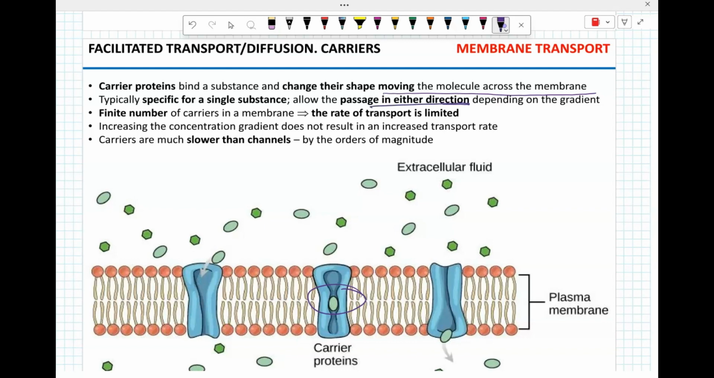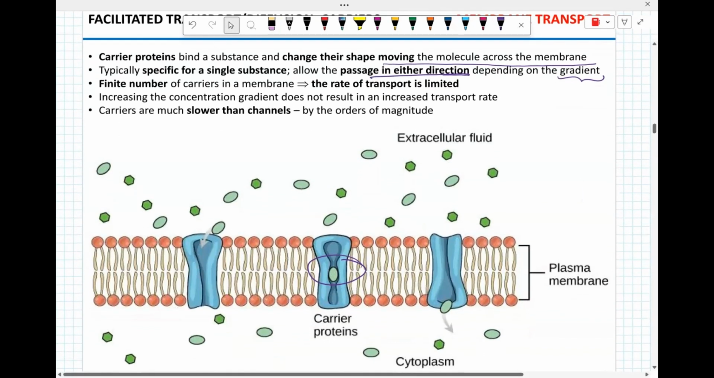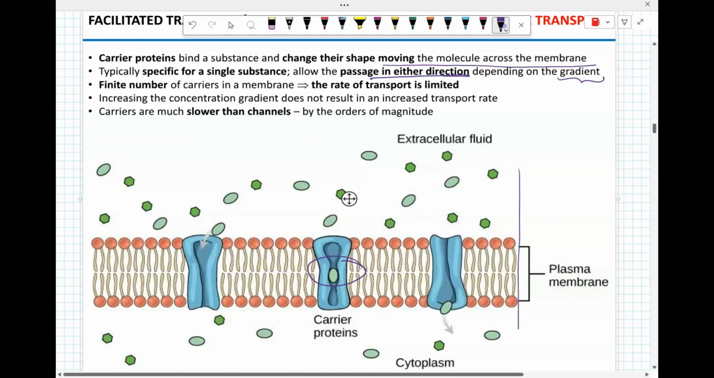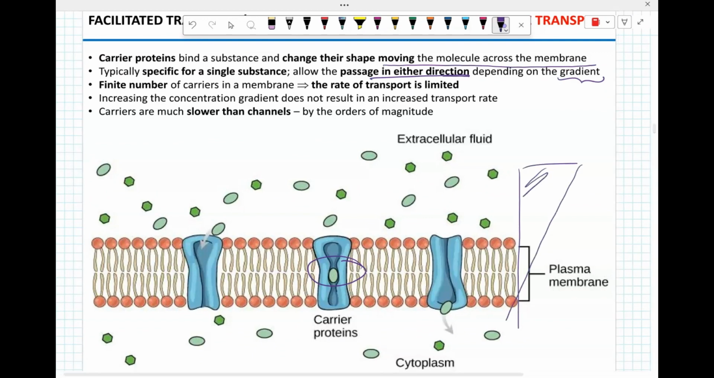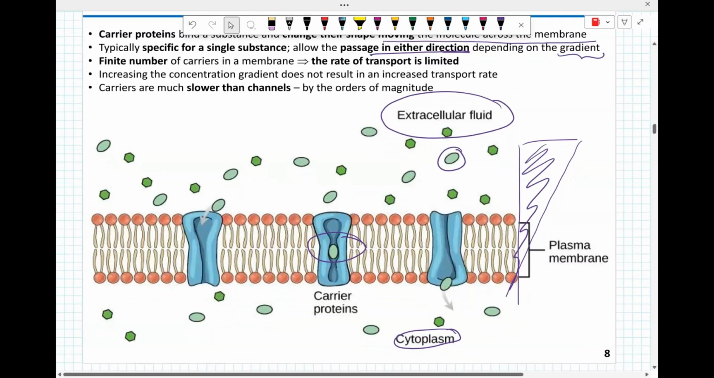So what determines the direction of the passage? It is a gradient. If the gradient looks like this for that green oval, then this molecule will be diffusing from the extracellular fluid into the cytoplasm. However, if we would flip the concentrations and increase the concentration of the green oval on the cytoplasmic side, so that it would become higher than the concentration of the oval on the extracellular side, the direction of the diffusion will be reversed.